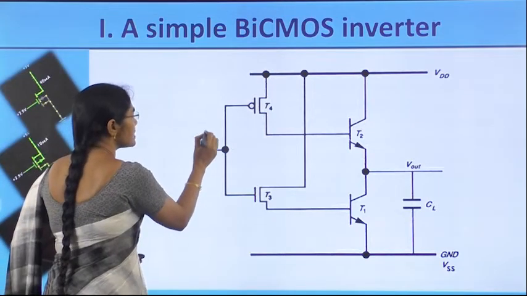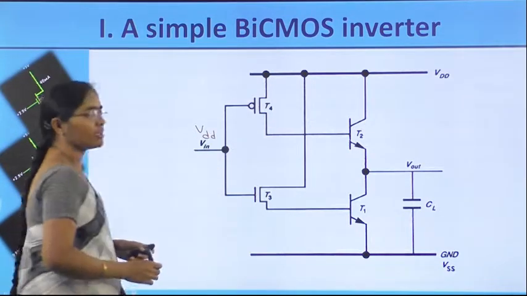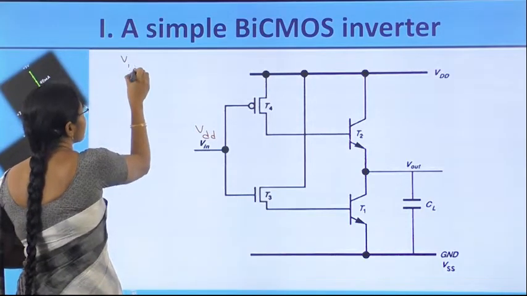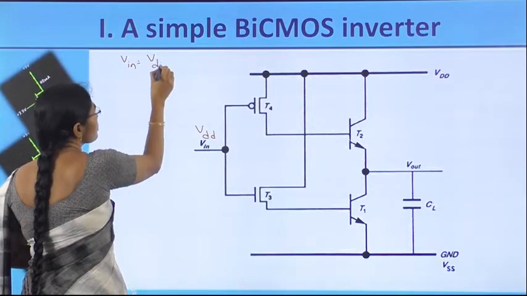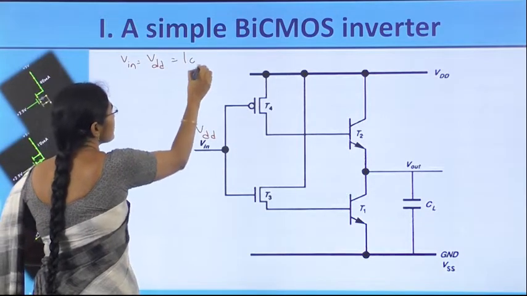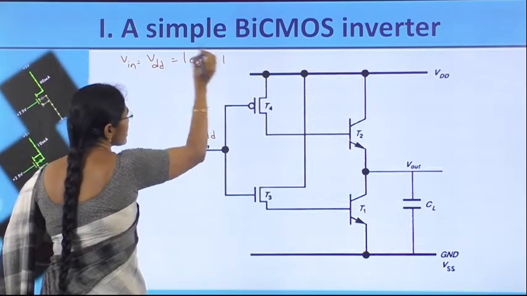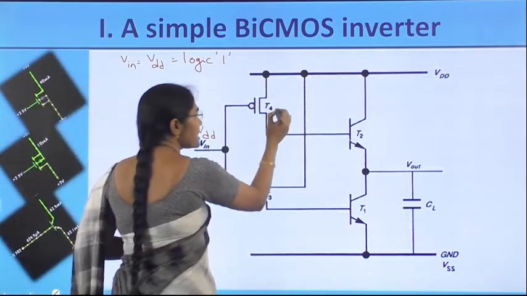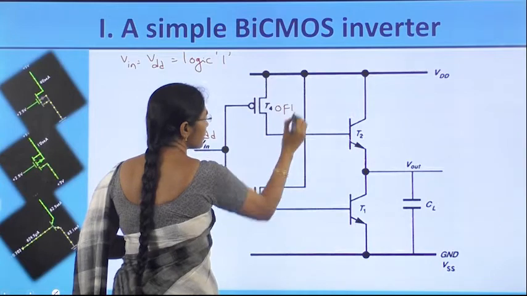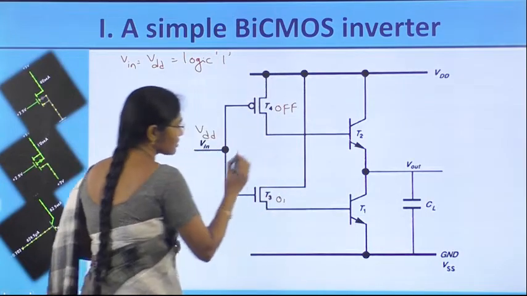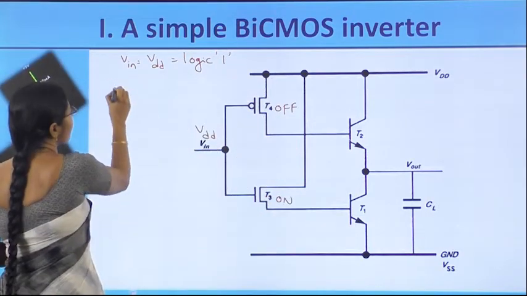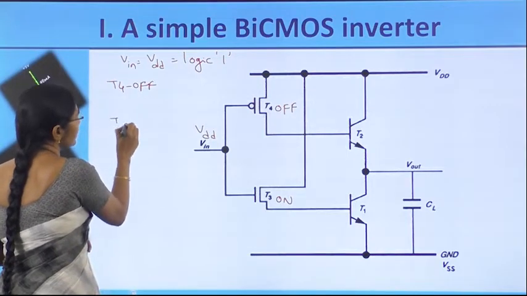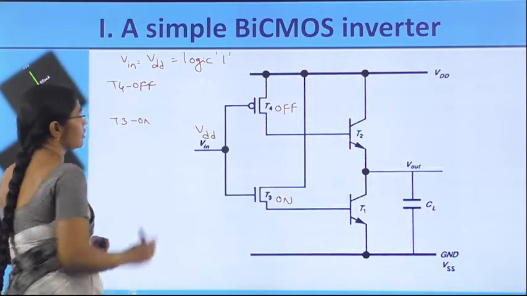Apply Vin equal to VDD. Now the input is equal to VDD. What will happen to the transistors? That is, Vin is equal to VDD, which is represented as logic high. When Vin is equal to VDD, PMOS transistor T4 is off and NMOS transistor T3 is on.